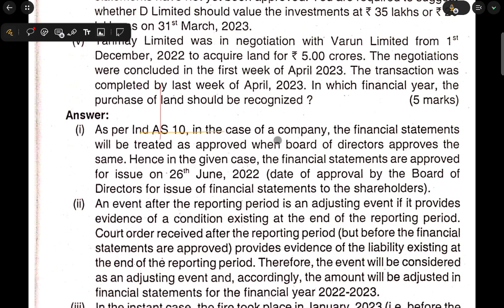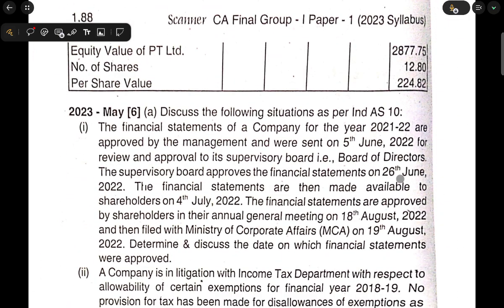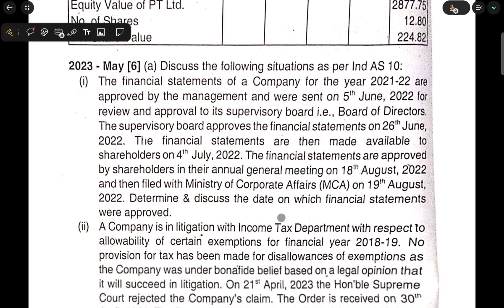As per the standard, the financial statements are treated as approved when the board and managing managers have approved them. Thus, in the given case, the financial statements are approved on 26th June, the date the board of directors approved and issued the financial statements to shareholders. The supervisory board approved it on 26th June.